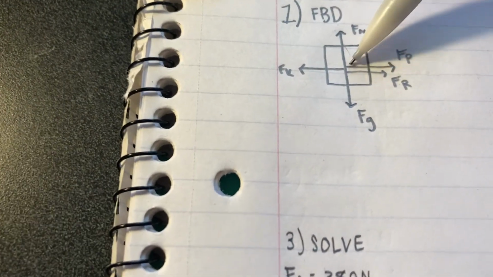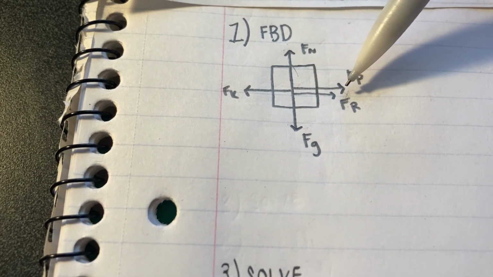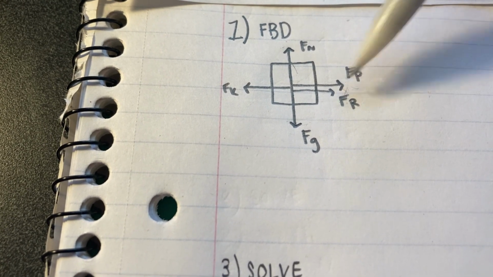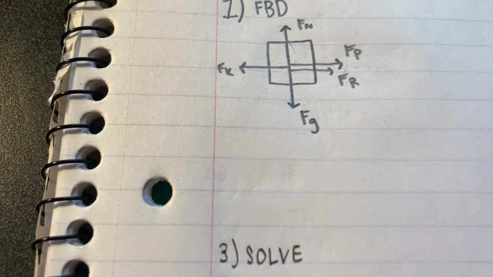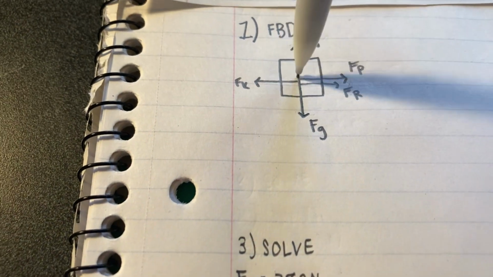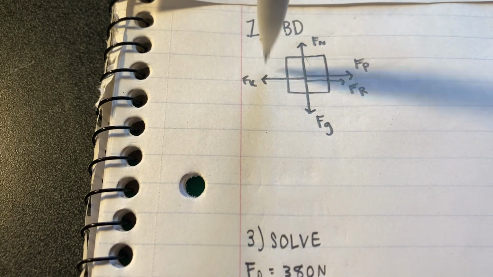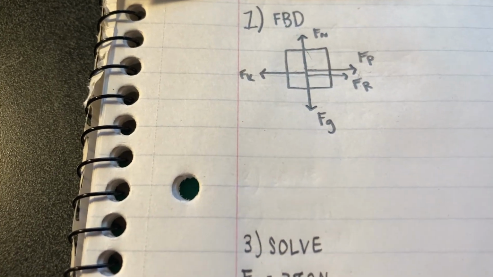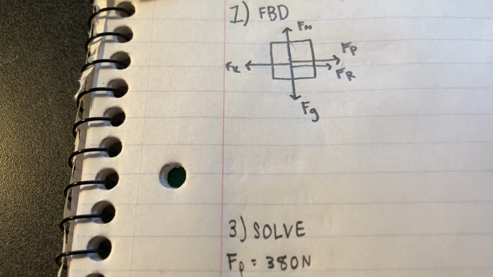Okay, so then we have the force of the push pulling it this way, to the right. Then we have the force of the rope pulling also to the right, and then in the opposite direction we have the force of kinetic friction, going in the opposite direction against the two forces pulling it to the right.